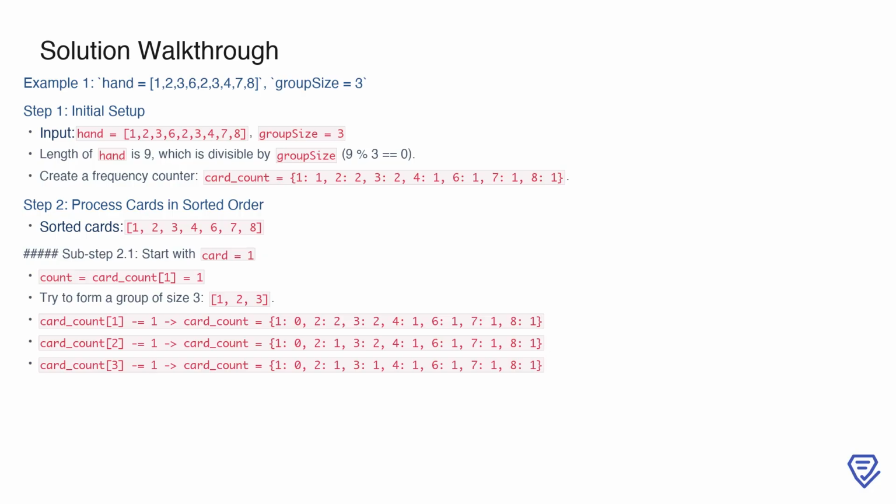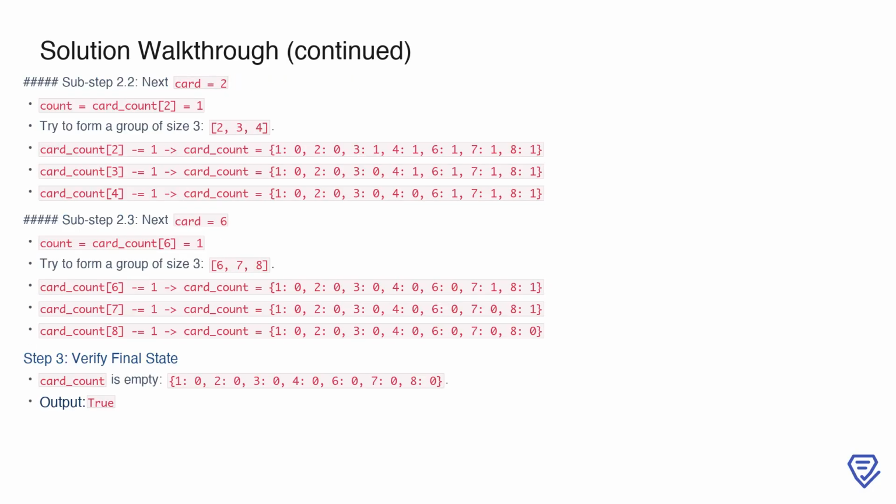Starting with the smallest card, 1, we see that its frequency is 1. To form the group 1 2 3, we reduce the counts of 1, 2, and 3 by 1 each. The updated counter becomes 1:0, 2:1, 3:1, 4:1, 6:1, 7:1, 8:1. This process ensures that the group 1 2 3 is valid and successfully formed. Now we continue processing the cards in sorted order.